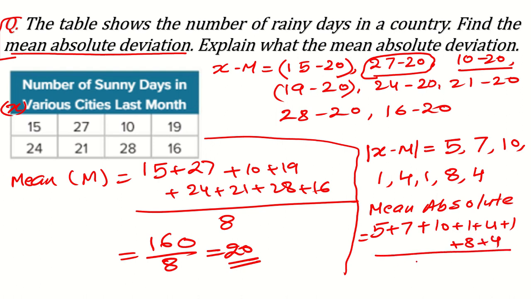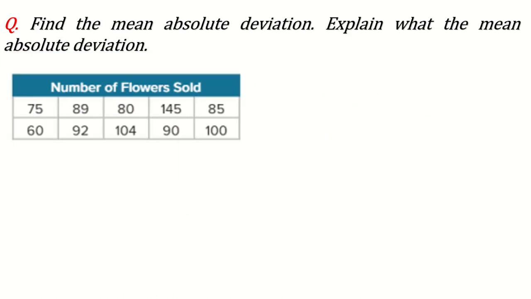And how many numbers are there? Total, like before, 8 numbers. So add them. 7 plus 5, 12. 12 plus 10, 22. 22 plus 1, 23. 23 plus 4, 27. 27 plus 1, 28. 28 plus 8, 36. 36 and 4, 40. 40 divided by 8 will be equal to 5. So the mean absolute deviation is 5 and the mean is 20. And what is the mean absolute deviation? I told you, it means the change of an individual observation from the mean.